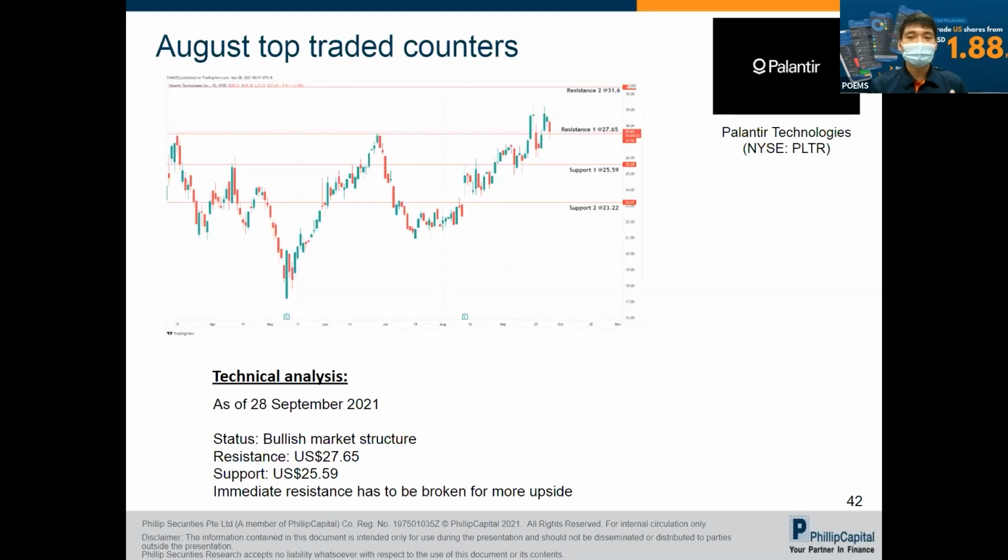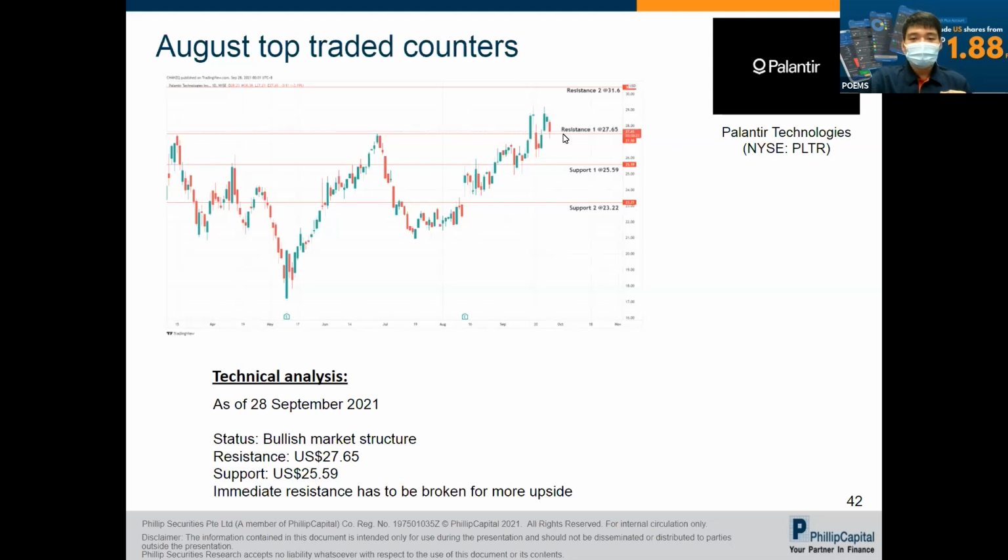And Katie Wood, if most of you don't know, she is the CEO of ARK Investment. She added $139 billion worth of Palantir into her fund. And that's quite a substantial amount.